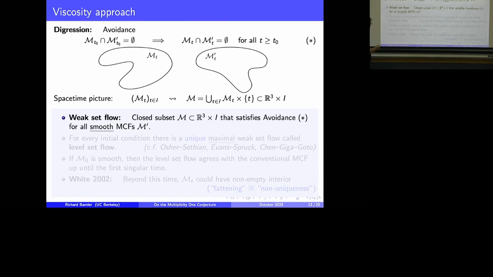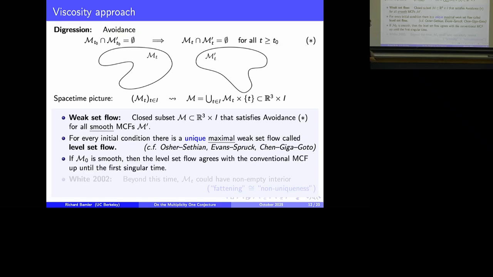Okay? But there's a way you can cheat in this definition. Namely, if you're given an initial condition, you can just take the empty set later. Okay, so that definitely also satisfies avoidance trivially. Okay, and so now to get around this, people have been interested in looking at the maximal weak set flow starting from a given initial condition. And this is called the level set flow. And this has had a lot of research around it because it has a lot of analytic significance. So people have looked at this a lot. Okay. So you can think about this. It's not hard. If you sit down for a few minutes, you can see that there has to be a maximal and a unique weak set flow, which is called this level set flow.